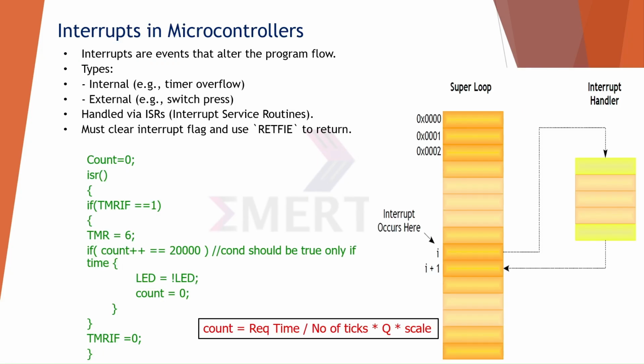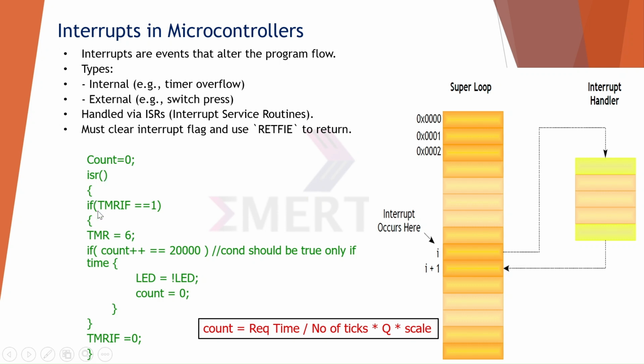Now we will discuss interrupts in our microcontroller. Interrupts are events that alter the program flow, like internal and external interrupts, such as timer overflow or a switch press. They are handled by our ISR, the interrupt service routine, which must clear the interrupt flag and use RETFIE to return. Here we see that the interrupt is executed, then it goes to the interrupt handler, and after executing that interrupt, it goes back to the normal execution of the other task.